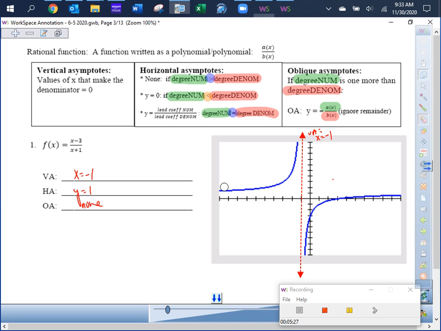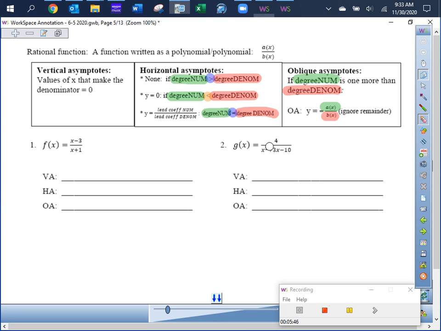Is there a horizontal asymptote at y equals 1? Can you kind of see, even though the calculator doesn't put it in there, that there is a horizontal asymptote at y equals 1? And there are no oblique asymptotes. We'll see what that looks like later. So, all right, let's keep practicing. Back to number 2 here.